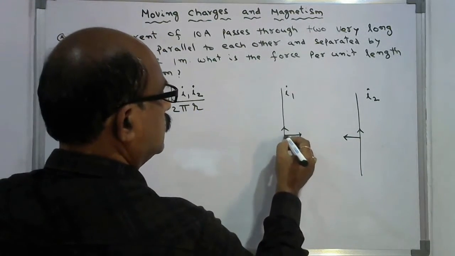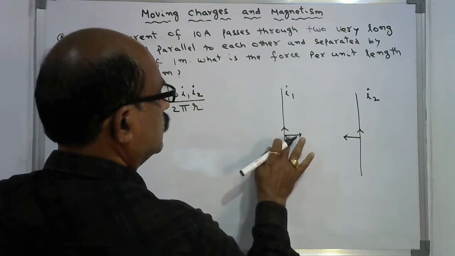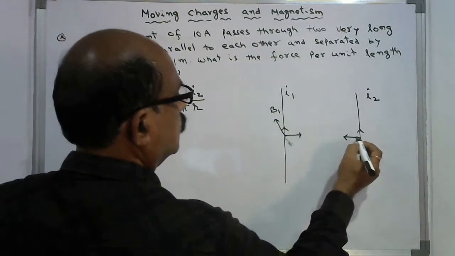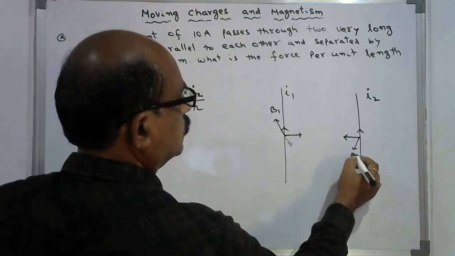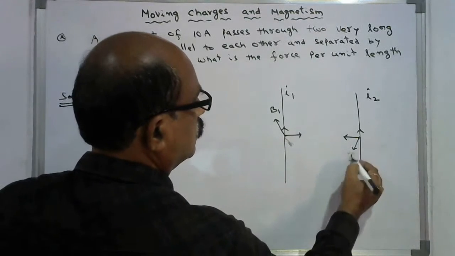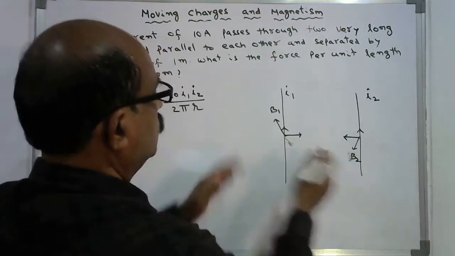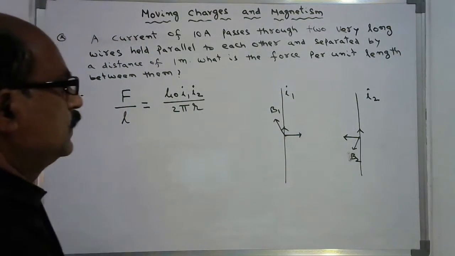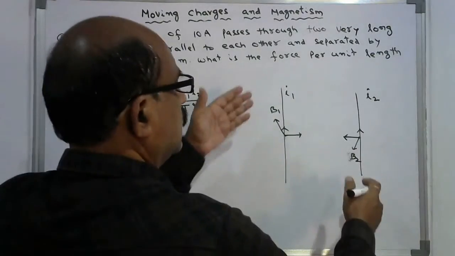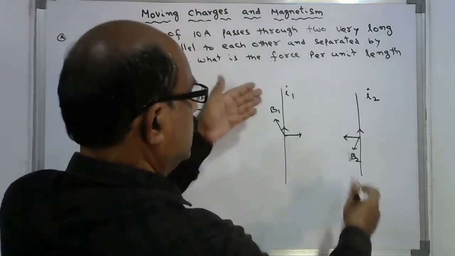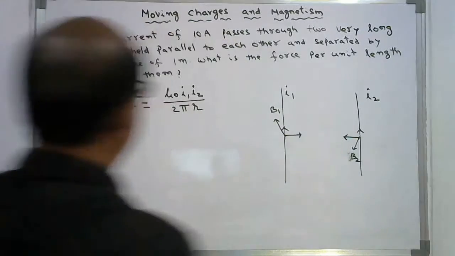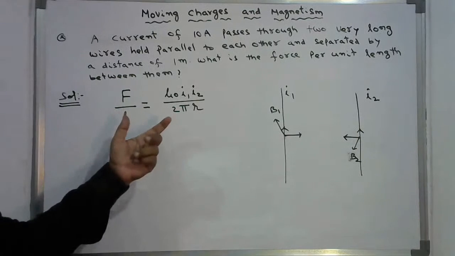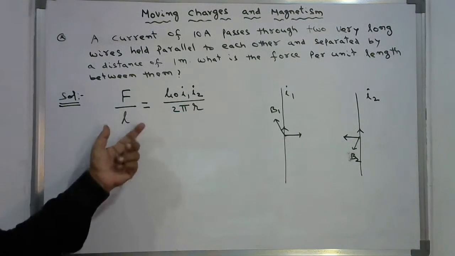Since the field will be in this direction, and the field in this case will be B2, the force is attractive in this case. If they are anti-parallel, if the current is passing in the opposite direction, then they repel each other. But anyway, we want to find the force of attraction or repulsion per unit length.